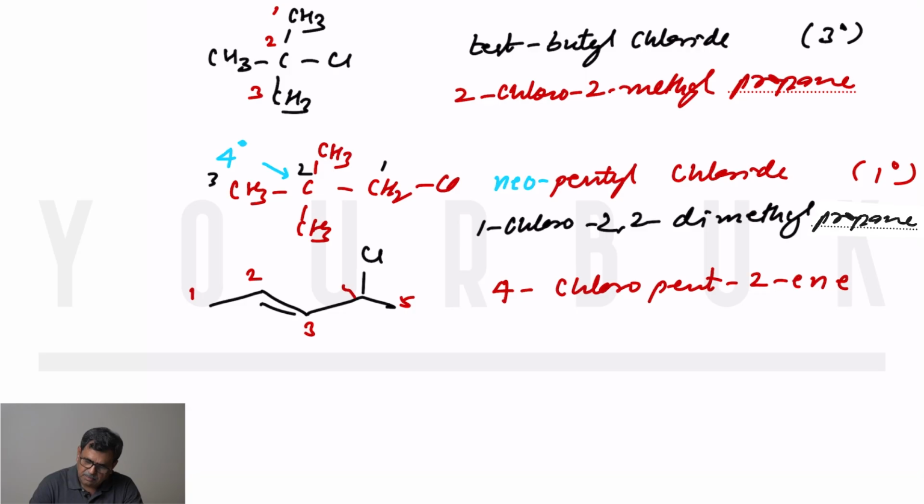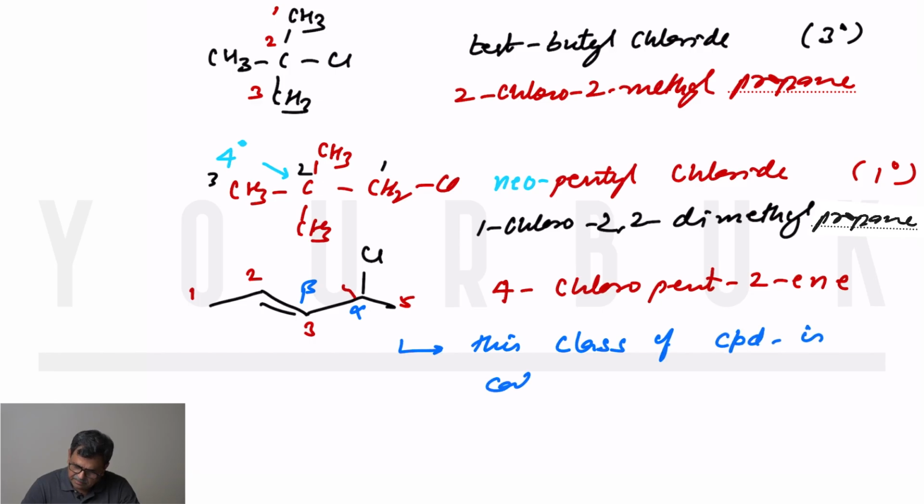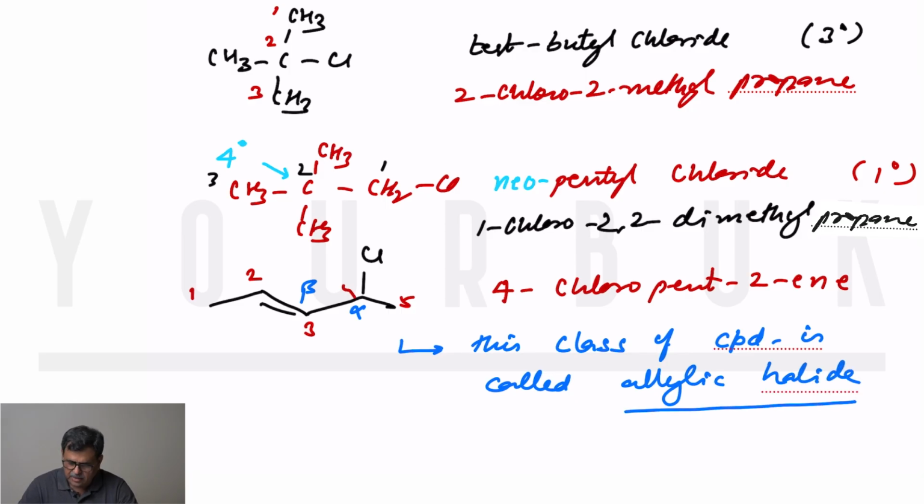Now in this case, your beta carbon is doubly bonded. Like this is the alpha carbon, this is the beta carbon. And whenever you have a beta carbon doubly bonded, that class of compound is called allylic. So whenever you have a beta carbon sp2 hybridized, beta carbon doubly bonded, it's called allylic halide. So this class of compound is called allylic halide.